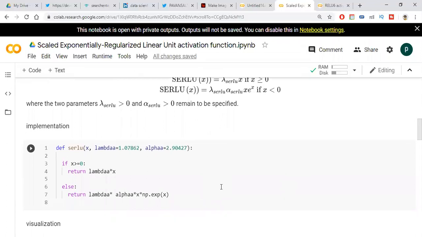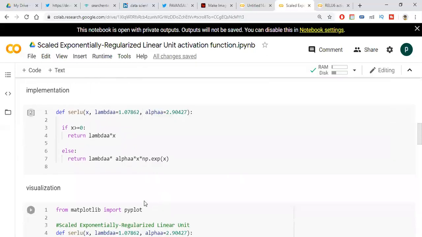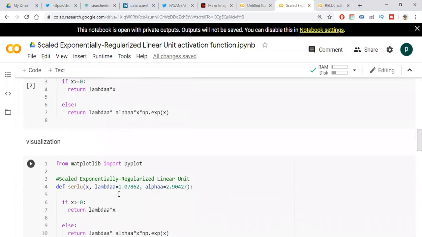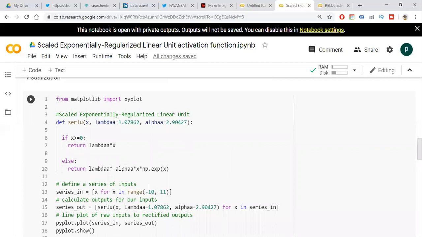I am implementing this function using Python. I am taking these lambda and alpha values. Why do I take these values? Because in the research paper, they take these values. For positive values, we multiply lambda and x. For negative values, lambda into alpha into (exponential of x minus 1). I am using the numpy function for exponential values. I am visualizing this function using the matplotlib library. I am taking the x range from minus 10 to 11.